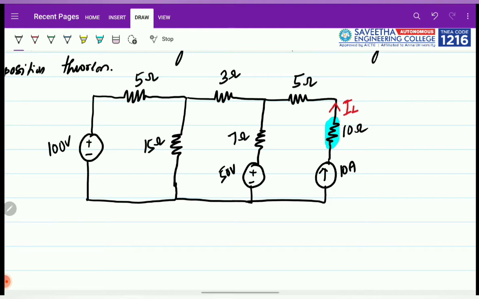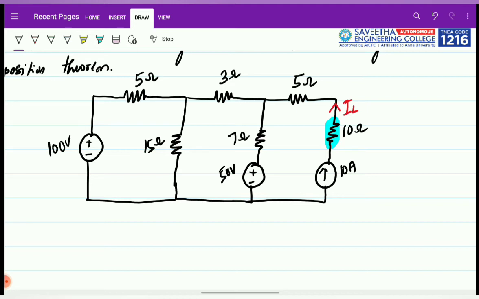That is not so, because the current in the 10 ohm resistance is assumed in this direction, but we don't know the actual direction. The direction of the current depends upon the total sources and their direction, that final cumulative source and its direction. In that case it is necessary to use the superposition theorem, so that it will help us find the final value.